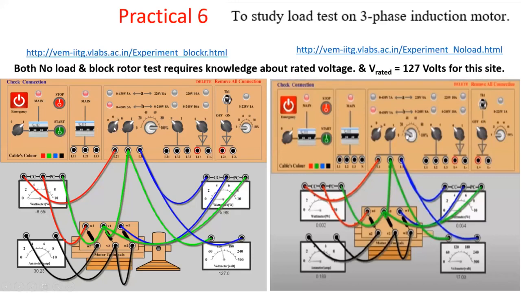Then keep this knob at position B so that you can get variable voltage. Press this next knob to one position and vary the voltage with this particular knob. From 0% to 100%, you can vary the voltage. If you keep your knob at 100%, you will get the rated voltage at the reading of the voltmeter. And rated voltage, you can see in this figure also, it is 127 volt.